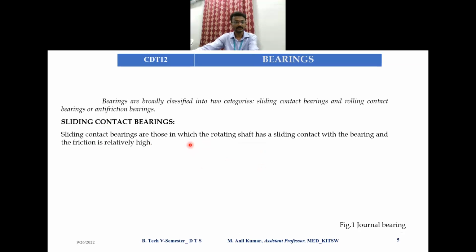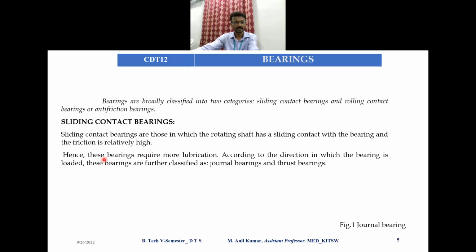Sliding contact bearings are those in which the rotating shaft has a sliding contact with the bearing and the friction is relatively high. One slides over the other, hence these bearings require more lubrication. Like we are able to see on a lathe bed. According to the direction in which the bearing is loaded, these bearings are further classified as journal bearings and thrust bearings.